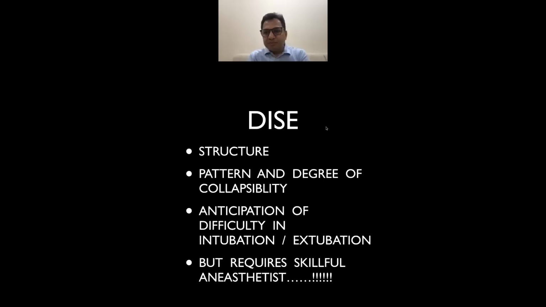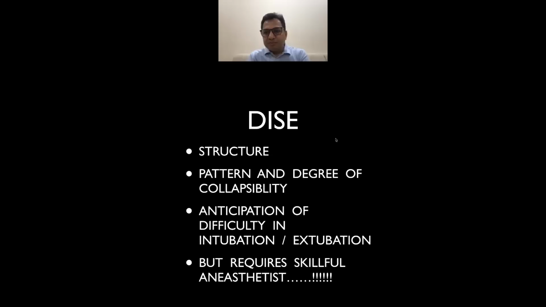Why? Because now you can see whether it is only the soft palate which is collapsing, or it is the base of tongue which is collapsing, or the epiglottis which is collapsing. You know what will happen when you try to ventilate this patient. You know what will happen when you try to intubate this patient. But it requires a skillful anesthetist.